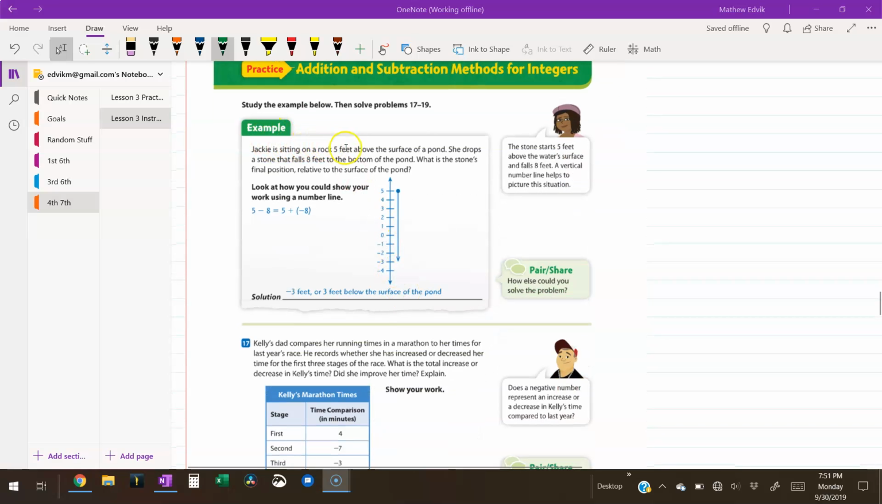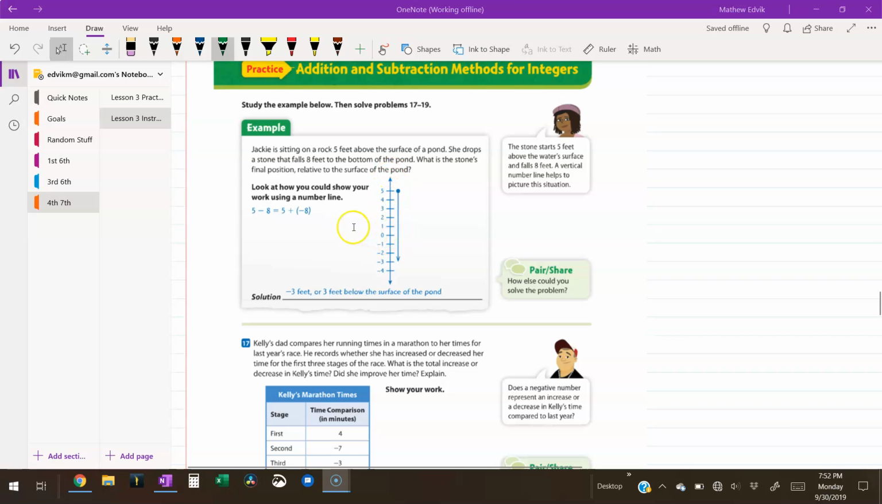So Jackie is sitting on a rock 5 feet above the surface of a pond. You can see there she is 5 feet. She's this little dot. She drops a stone that falls 8 feet to the bottom of the pond. What's the stone's final position relative to the surface of the pond?